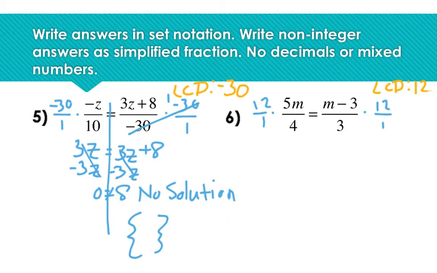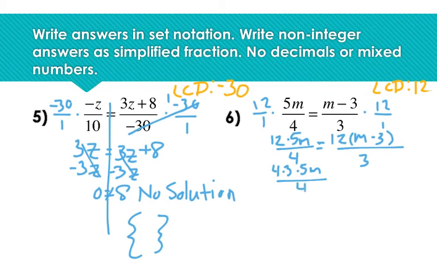And we're going to show what this might look like if we expanded it out and wrote out what we're doing. So we're going to go with 12 times 5m over 4 equals 12 times (m minus 3) over 3. Now I flip the 12 to the other side, still multiplication. It's going to be distributed here, divided by 3. But really, remember, 12 is just 4 times 3. So I can write it out as 4 times 3.